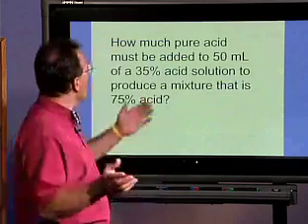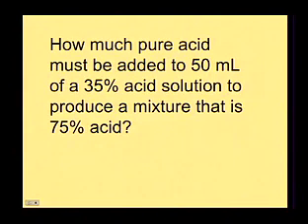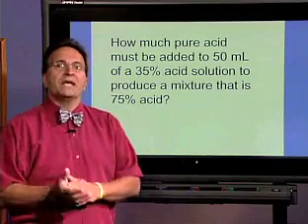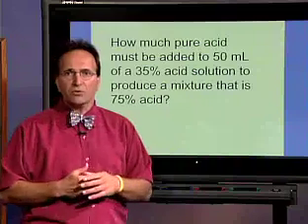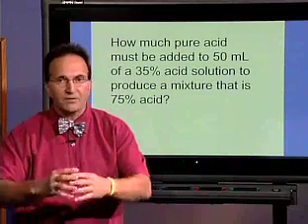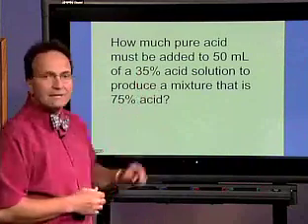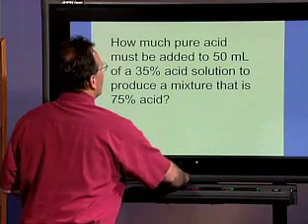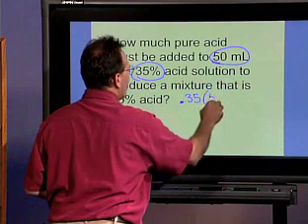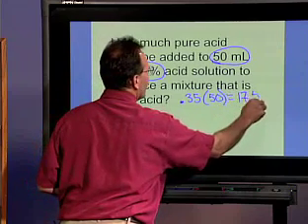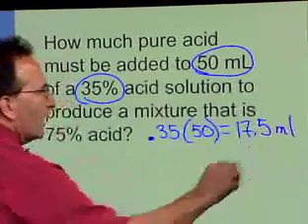So let's take a look. How much pure acid must be added to 50 milliliters of a 35% acid solution to produce a mixture that's 75% acid? The first thing we need to know is how much pure acid is in this. The concentration of acid is equal to the amount of pure acid divided by the total amount of the mixture. We have 35% of a 50 milliliter solution, so we multiply those together, and we have 17.5 milliliters of pure acid.